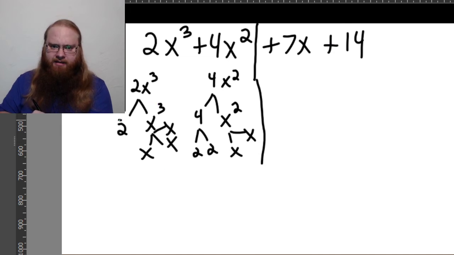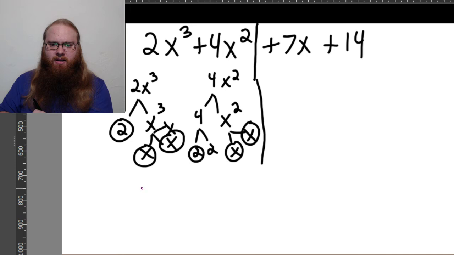What they have in common is a 2, an x, and an x. So we get 2x squared as our GCF. And what's left on the inside, up here we have an x. And over here we have a 2.